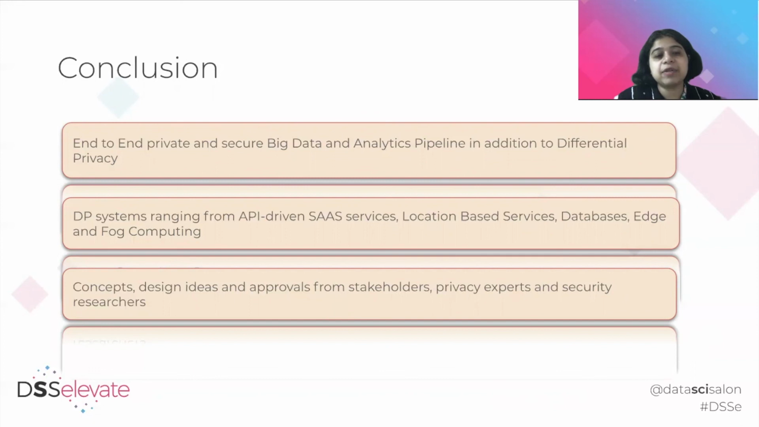We have seen that DP systems are very important not only in location-based vehicular networking or databases, but also in edge and fog computing, as well as API-driven SaaS services. Based on the different types of models, we can either use Bolt-on DP, which is a kind of global differential privacy model, or, as most of these API-driven SaaS services do, local differential privacy models. When we're designing the systems, it's not only an individual task of the data scientists, big data professionals, or architects. These concepts, design ideas, and approvals have to be sought from multiple stakeholders, privacy experts, and security researchers.